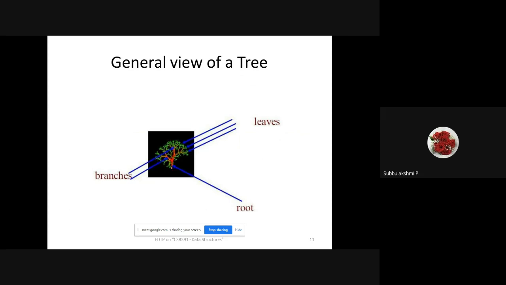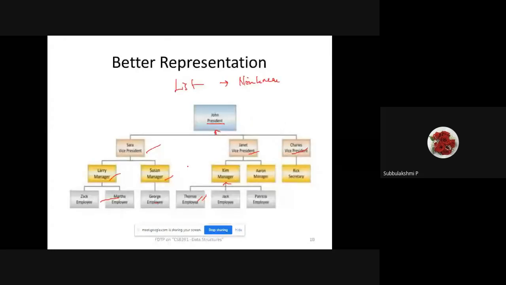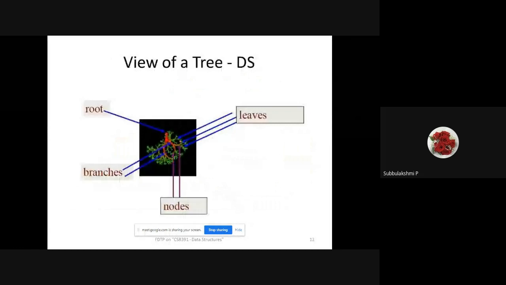Generally, the root will be at the bottom and the branches will be on the upper side. But when we talk about data structure, the point of view is quite different. Here you can see the root will be at the top. Where we have to begin the process, we have to start with the root. So the root will be processed first.